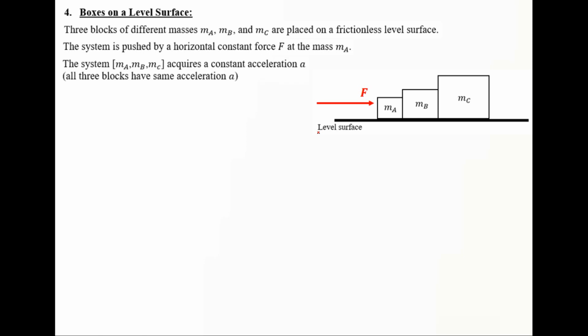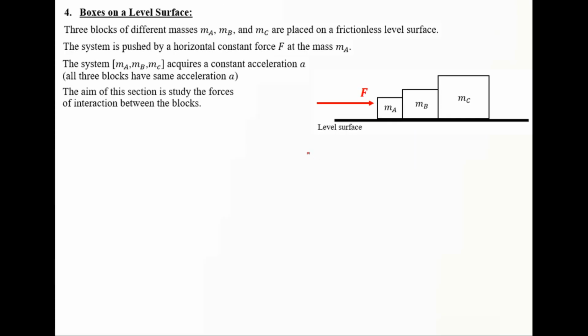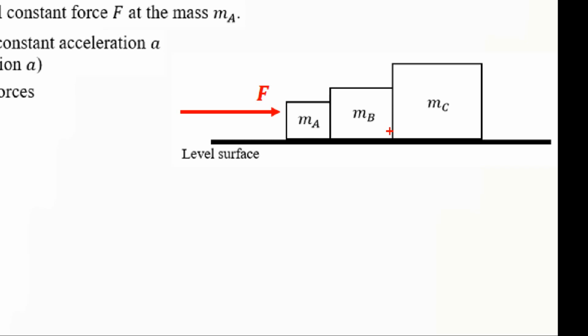The system MA, MB, MC acquires a constant acceleration A. All 3 blocks have the same acceleration A. First of all, they're going to accelerate because they are subjected to unbalanced forces, mainly coming from the capital F. And they will have the same acceleration because we're assuming that all 3 blocks along the motion will remain in contact. The aim of this section is to study the forces of interaction between the blocks. Let me explain more.